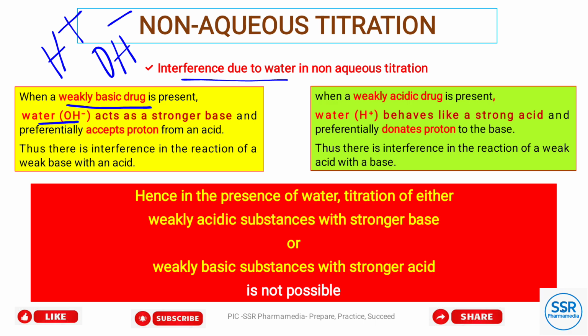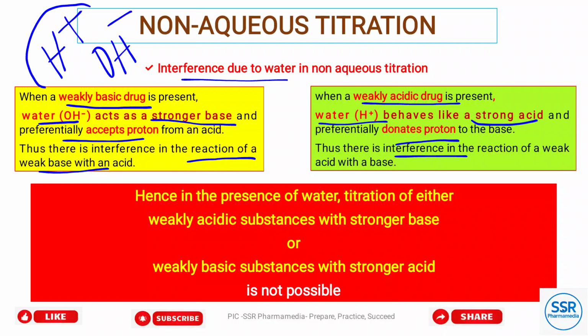So, when a weakly basic drug is present, water containing OH minus ion acts as a strong base and preferentially accepts protons from an acid. Thus there is interference in the reactions of weak base with acids. And likewise, when a weakly acidic drug is present, water containing H plus ion behaves like a strong acid, so it preferentially donates protons to the base. Thus there is interference in the reactions of weak acids with base. So, water H plus ion acts as an acid, OH ion acts as a base.